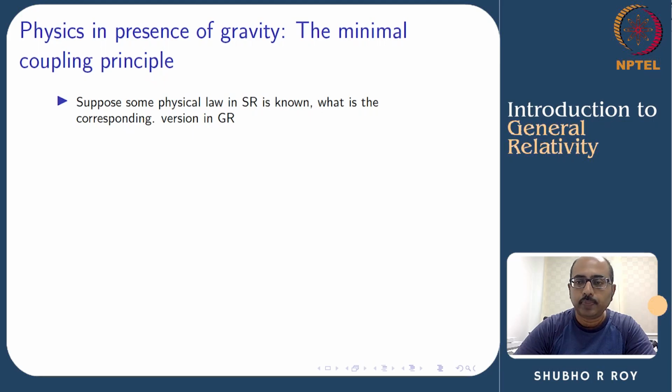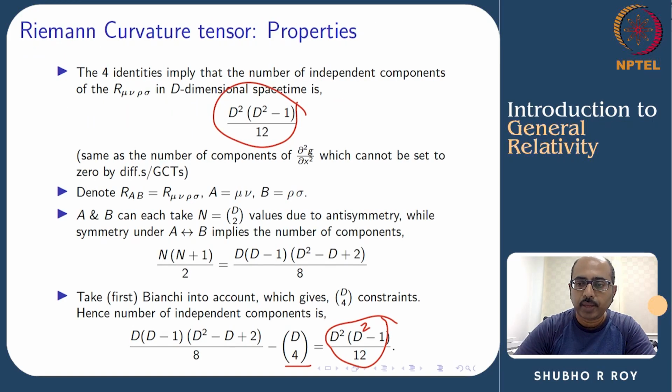Alright, so I hope that impresses upon you the utility and the importance of the Riemann curvature tensor. It is of central importance. In fact, Riemann tensor equal to 0 means you're in flat space. Riemann tensor non-zero means there are tidal forces, so gravity. You're in a space with gravity.